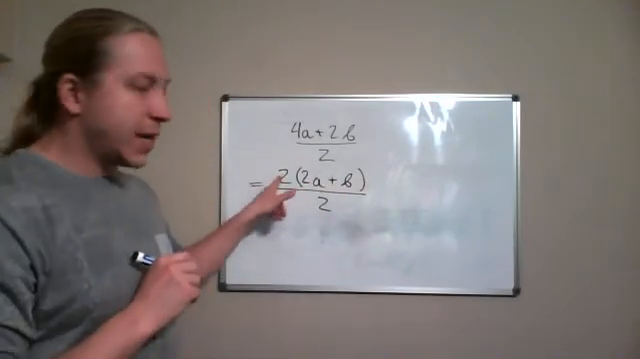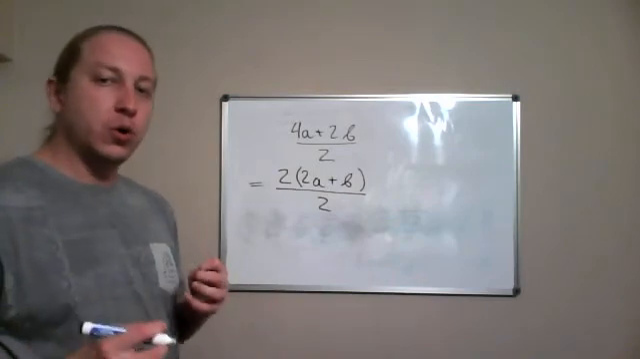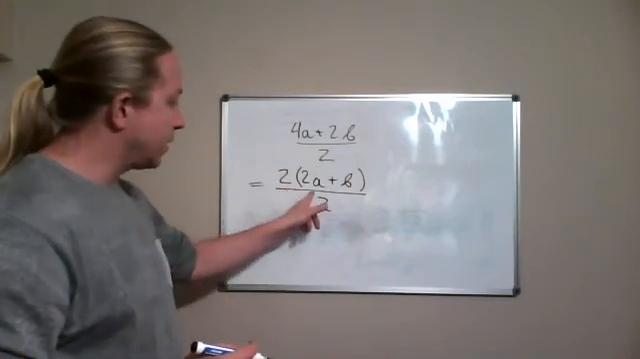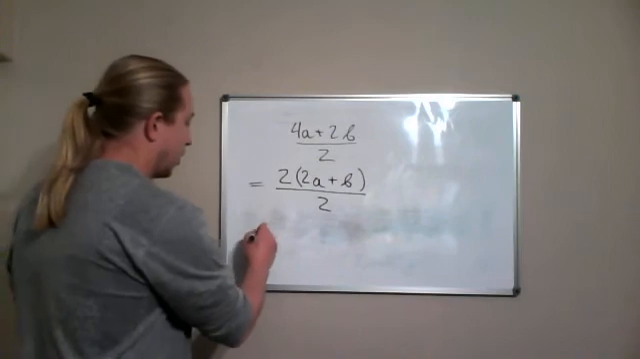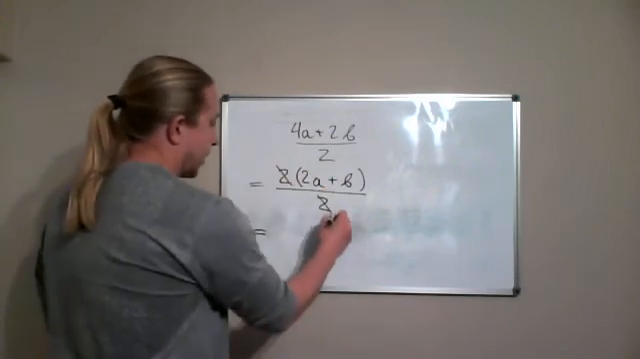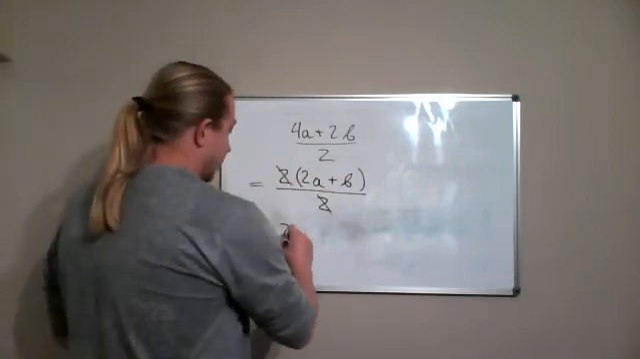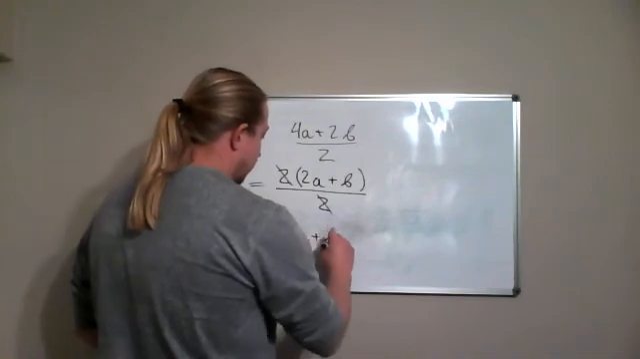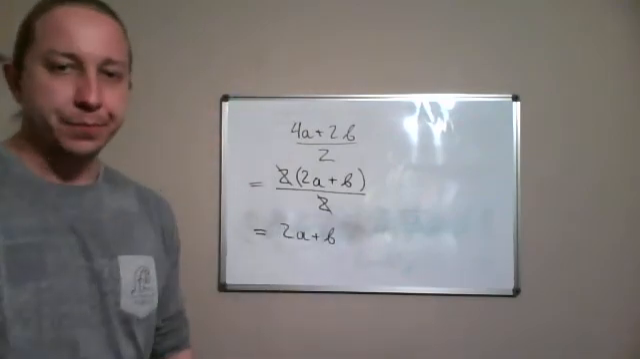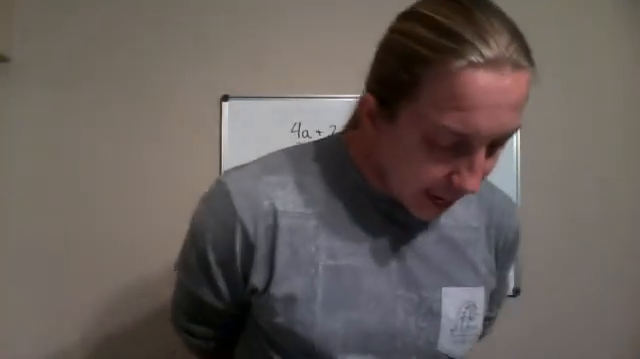So do you see what we've done at the top? We've pulled out a common 2, and that's going to enable us to cancel those 2's. So we go ahead, cancel that, and the answer is 2a plus b. Okay. All right, guys, that is number 3.